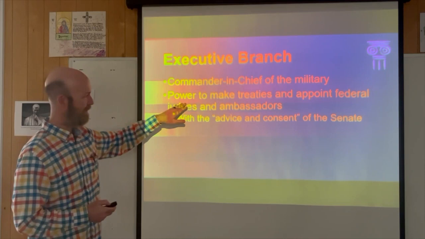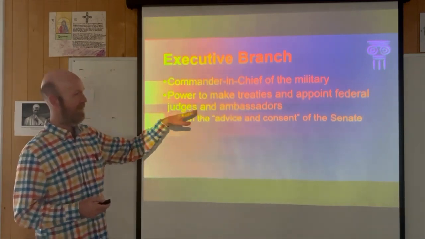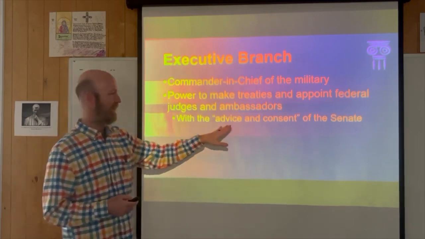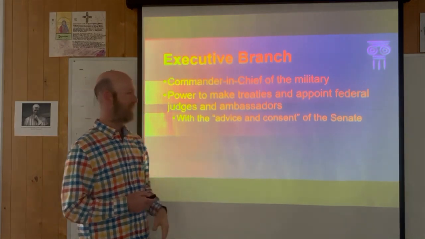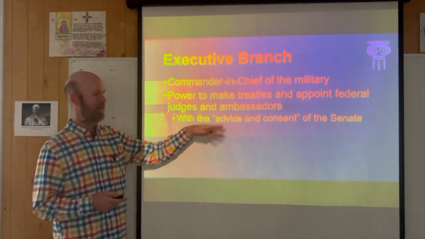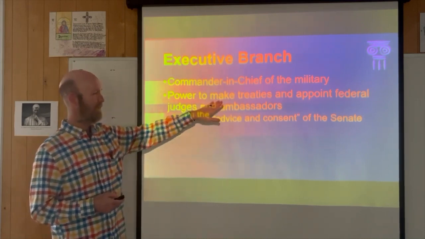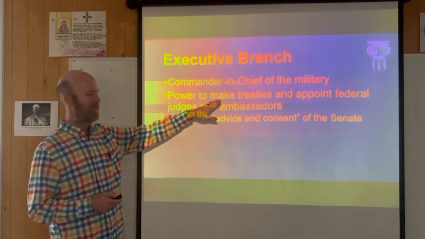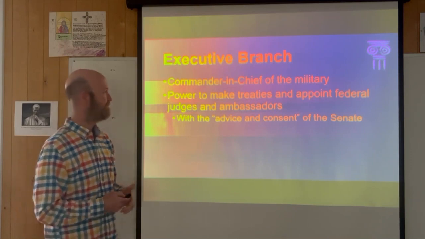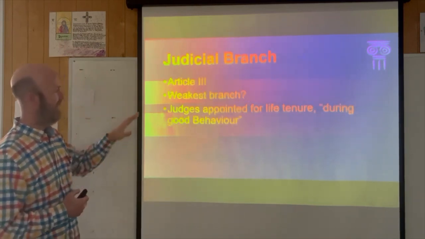The president is also given the power to make treaties and appoint federal judges and ambassadors. However, that is balanced or checked by the Senate, who advise and consent on those things. So when the president nominates someone for being an ambassador or a judge, the Senate has to approve that. Same thing with treaties. The president can write a treaty, but the Senate has to confirm or reject that. So that leads to the judicial branch, Article 3.